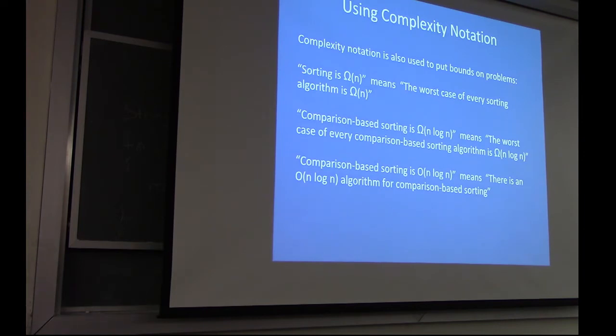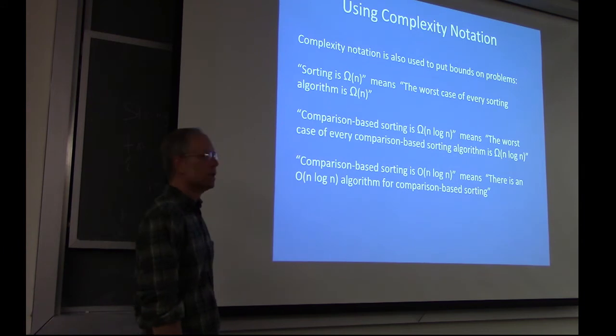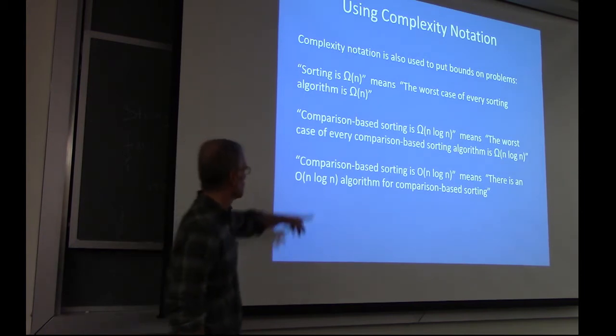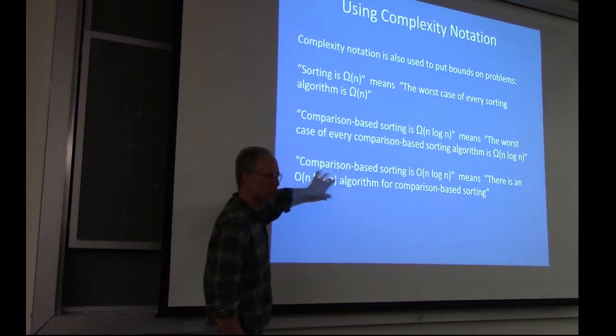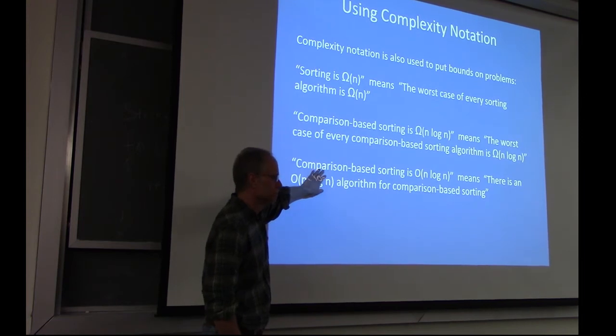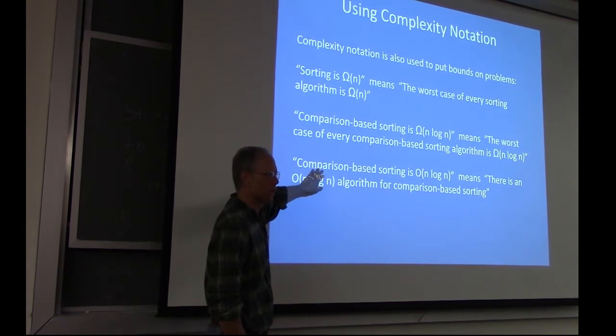Now, when I say comparison-based sorting is O of n log n, I'm saying something different. I'm just saying there is an O of n log n algorithm for comparison-based sorting. There exists some algorithm. I'm not saying every algorithm is O of n log n. I'm saying there's at least one. So how do you prove this? This is easier to prove than that. What's the proof of this? Find an example of it. Yeah, one example. Merge sort is the example. Merge sort's O of n log n. Its worst case is n log n.